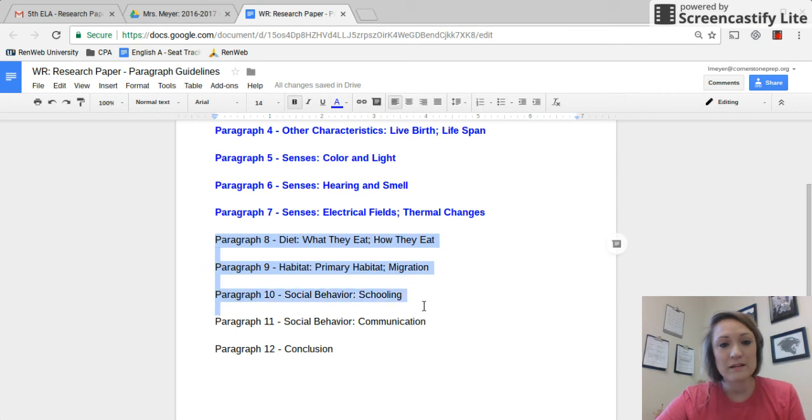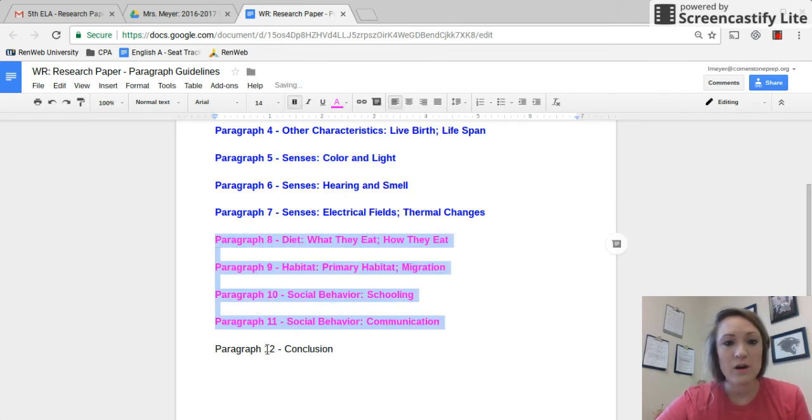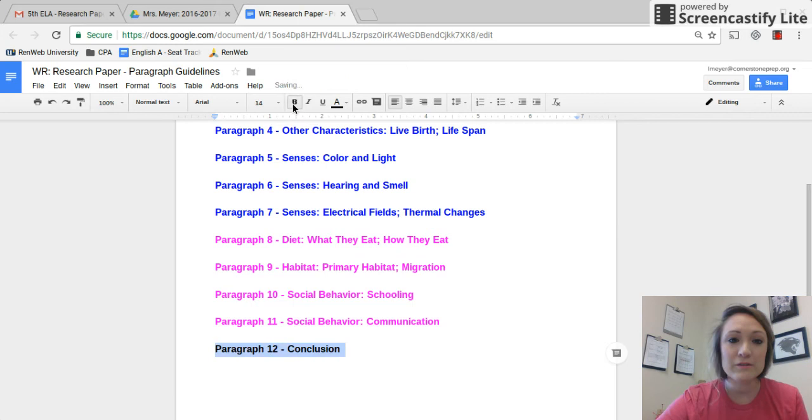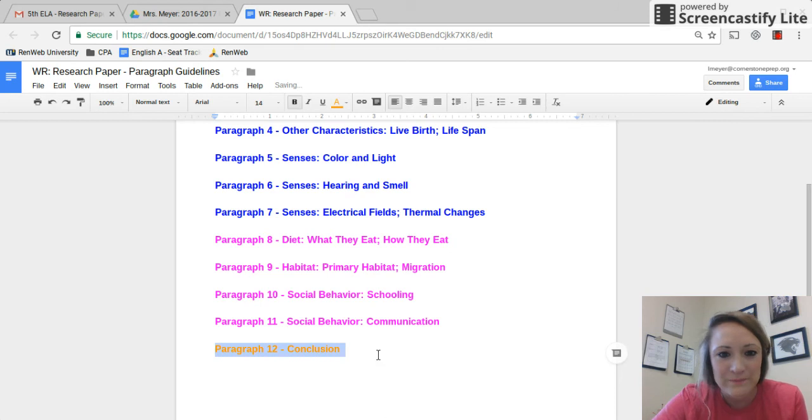Paragraphs 2 through 7, you are working at home today. And then tomorrow in class, we are going to work on paragraphs 8 through 11. And then we're also going to talk about your conclusion in class on Thursday. And on Thursday, you're going to receive a handout with some guidelines on how to structure your conclusion, specific reminders, things like that. So we'll work through that together on Thursday. Let's pick a good color for this one. Let's go with orange maybe.